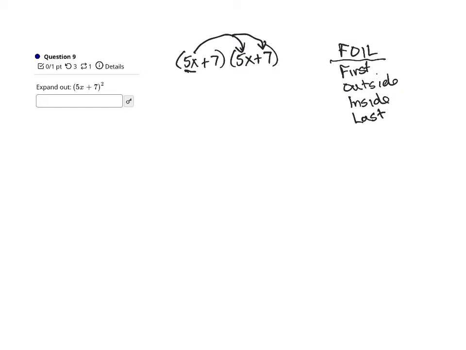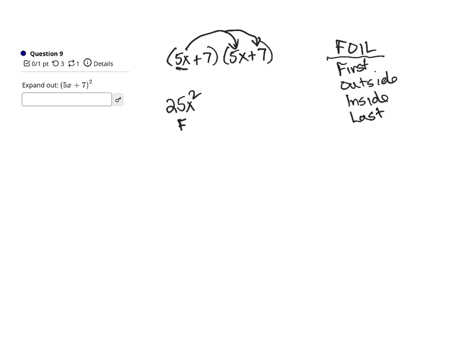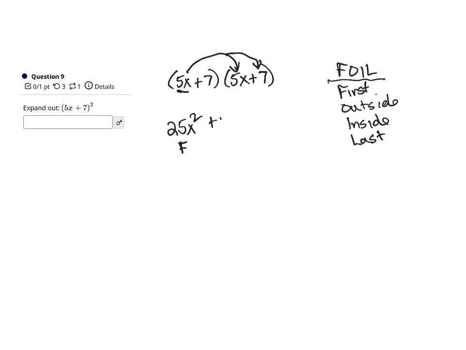So let's first do the first number, the 5x times 5x. That will give us 25x squared. And that's the first. If you notice, that's the first term of both binomials, 5x times 5x. And then you're going to multiply the 5x times the 7, so that is plus 35x. That's the outside. Notice how those are on the outside. The 5x and the 7 are on the outside.